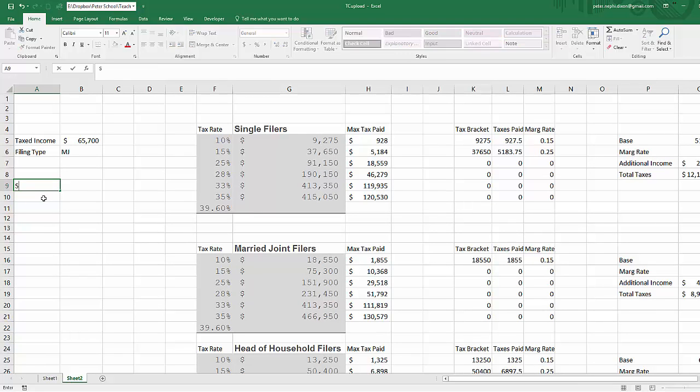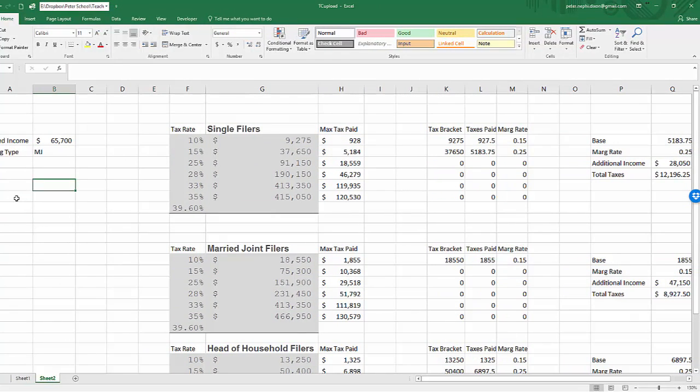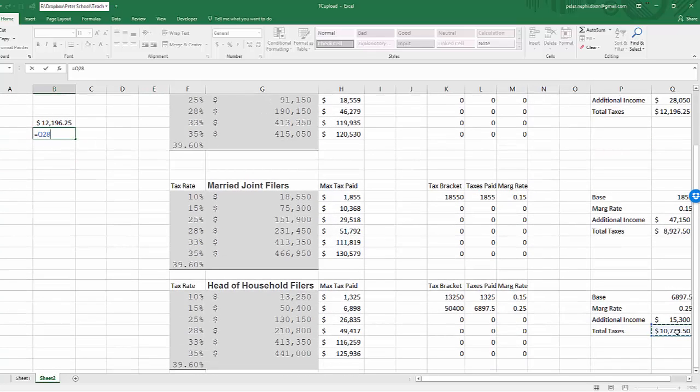So the last thing we're going to do is create a little lookup table. So it's going to be single, head of household, married joint. If we're single, then our total taxes are going to be that. If we're head of household, our total taxes are going to be this number right here. And if we're married joint, then our total taxes are going to be this number right here.